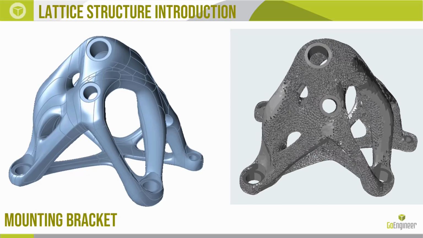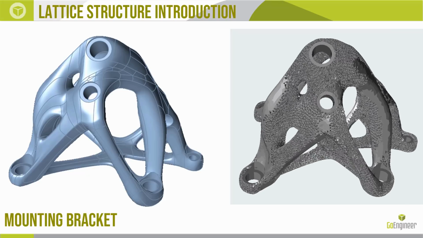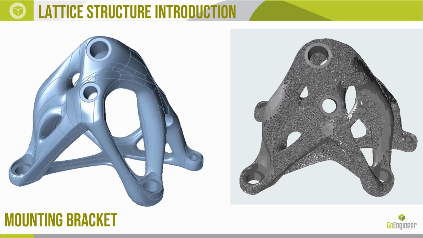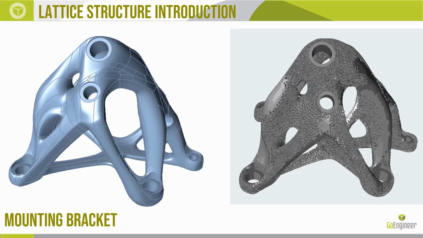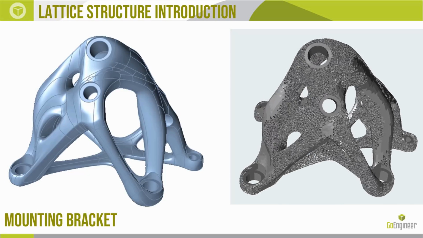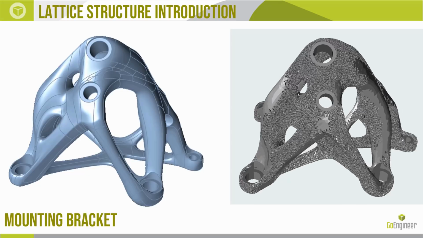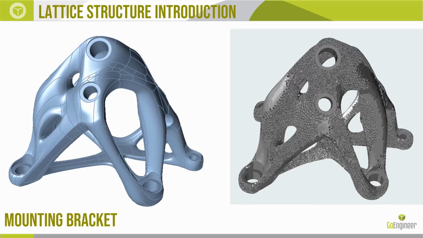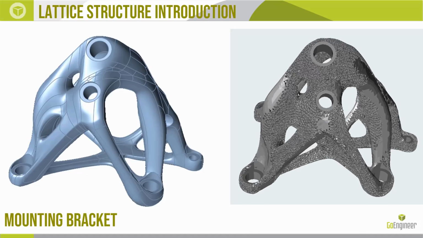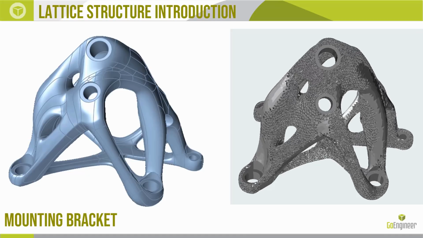So Inspire is primarily a topology optimization tool, and I'll talk a little bit about that functionality as well. But one of the new features in 2018, and another one is overhang supports for 3D printing, which is cool by itself. But one of the new functionalities in 2018 is this lattice structure creation.